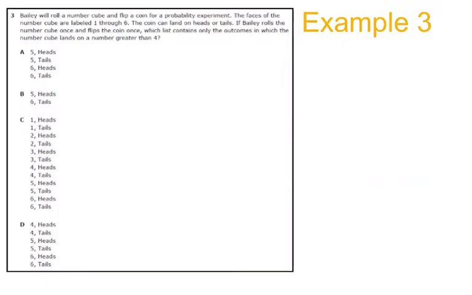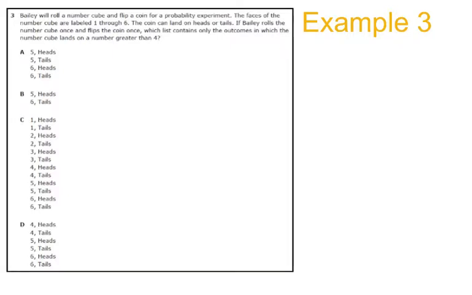All right, let's go ahead and move on to our last example. I'll read it to you because it looks a little small. It says Bailey will roll a number cube and flip a coin for a probability experiment. The faces of the number cube are labeled 1 to 6, like a regular die, and the coin can land on heads or tails. If Bailey rolls the number cube once and flips the coin once, which list contains only the outcomes in which the number cube lands on a number greater than 4?